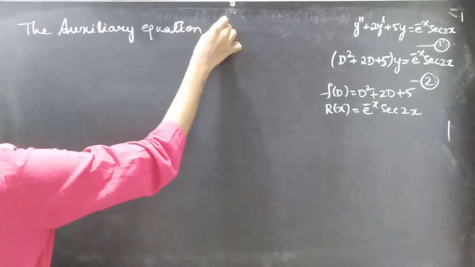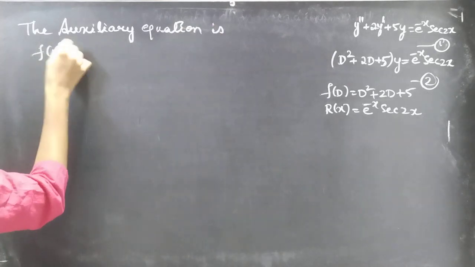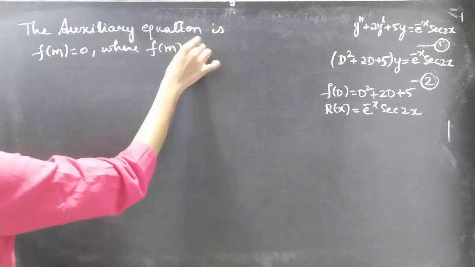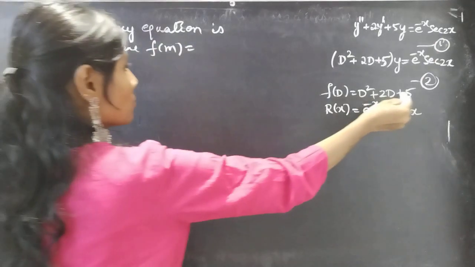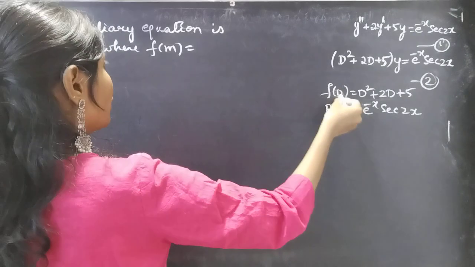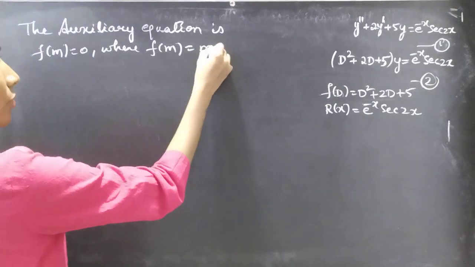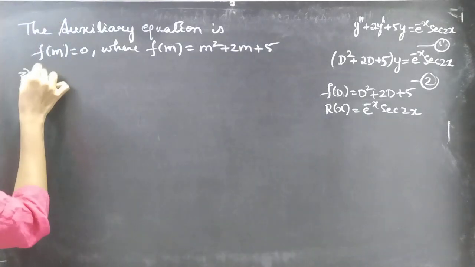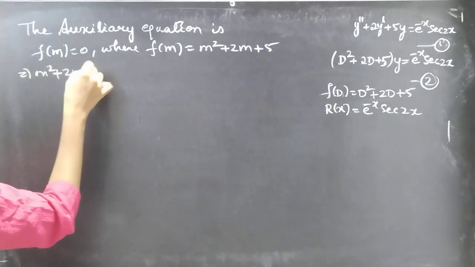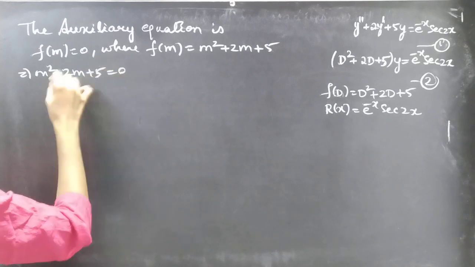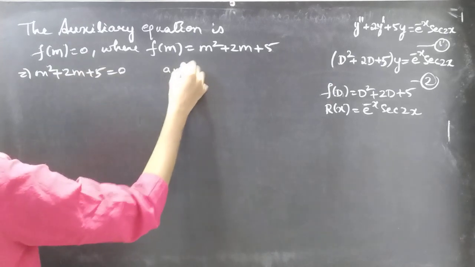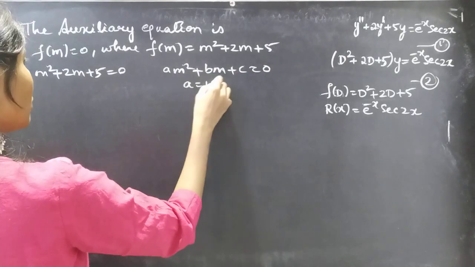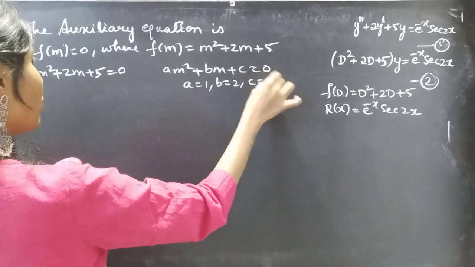Okay, now coming to the auxiliary equation. The auxiliary equation is f of m equal to 0, where f of D is D square plus 2D plus 5. Let's replace the differential operator by m, so that we'll get f of m equal to m square plus 2m plus 5, and the auxiliary equation becomes m square plus 2m plus 5 equal to 0. Just compare this equation with the quadratic equation a m square plus b m plus c equals 0. We'll get a equal to 1, b equal to 2 and c equals 5, right?